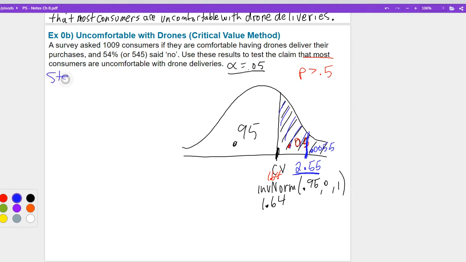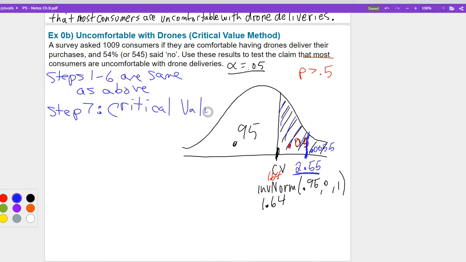So steps 1 through 6 are the same as above. Step 7: instead of doing the p-value method, we're doing the critical value method. And we say our z number equals 2.54 or 2.55, depending. 2.55 is in the critical region.